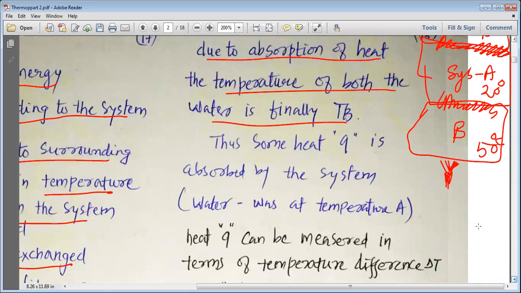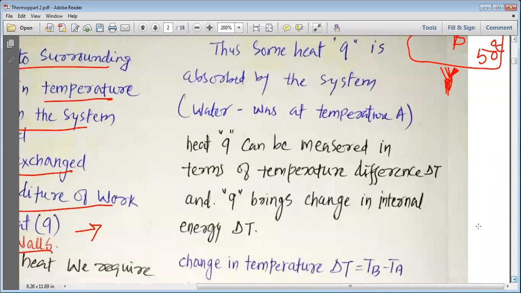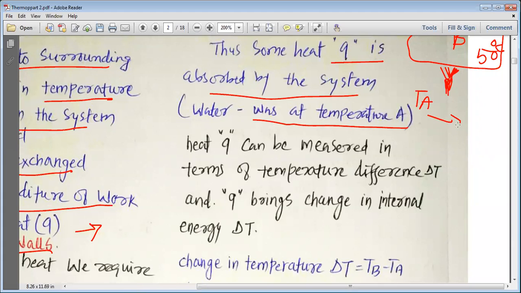The same thing happens here, that the temperature of water, which was initially TA, turns out to be TB. Thus, some heat is absorbed by the system. Now you can understand that the system has absorbed some heat. So the vessel which was having the temperature TA for water, that water has absorbed some heat, and the temperature turns out to be TB. This is what happens. So heat Q can be measured in terms of temperature difference.